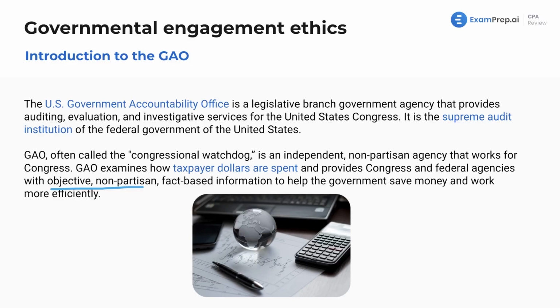That is something to be familiar with, just like you want to be familiar with FASB and codification and GAAP and GAAS. Just another term, another organization, another type to add to your memorization list.